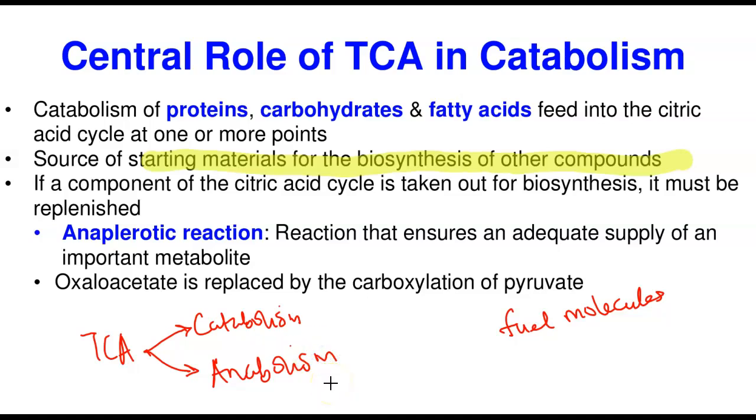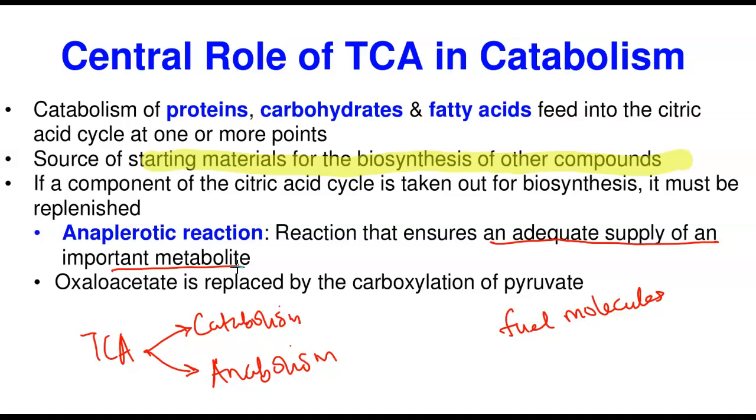Now, again, like I said, it's a complete cycle that doesn't want to be broken. If a component of the citric acid cycle is taken away for biosynthesis, it must be replenished again in catabolism. And we usually call that the anaplerotic property of the citric acid cycle, whereby a particular reaction or system ensures the adequate supply of an important metabolite at any point in time. That metabolite cannot be lacking.